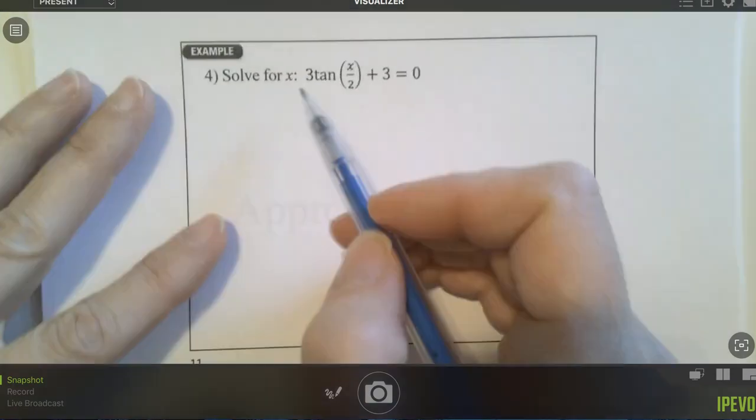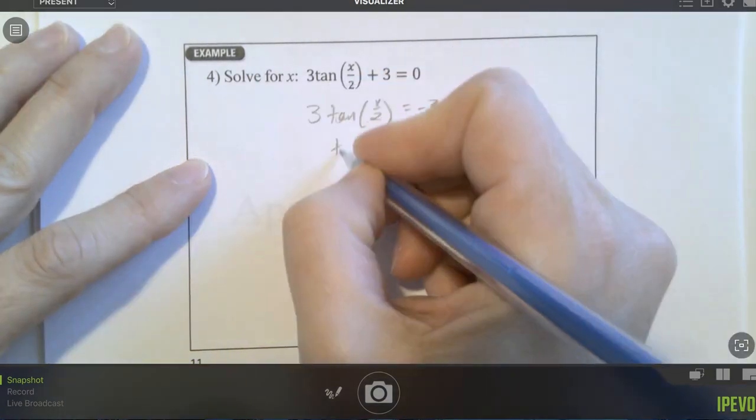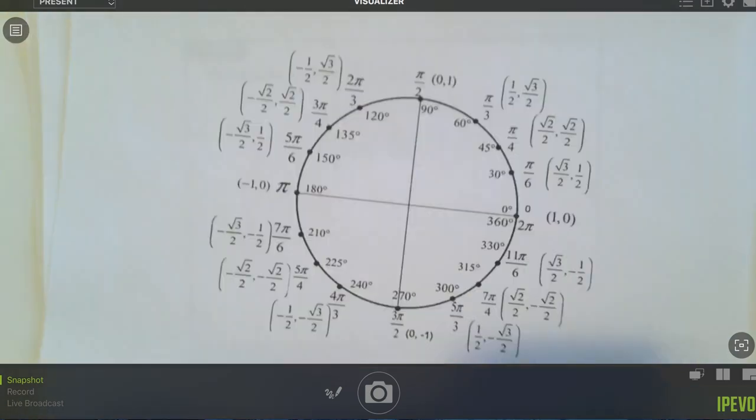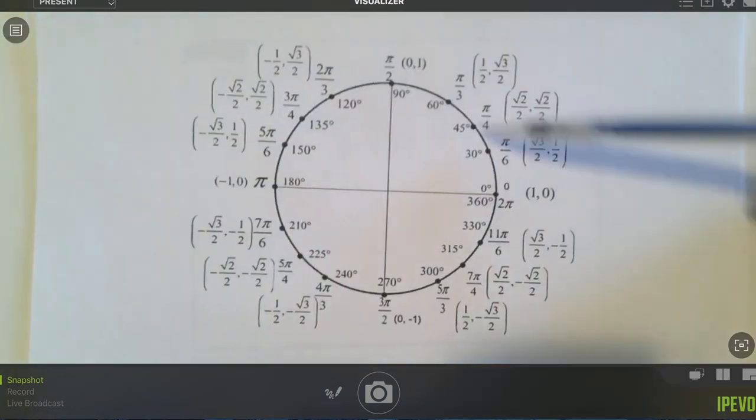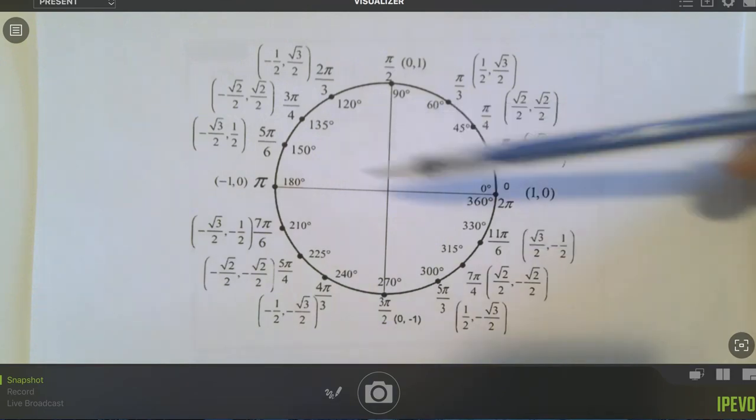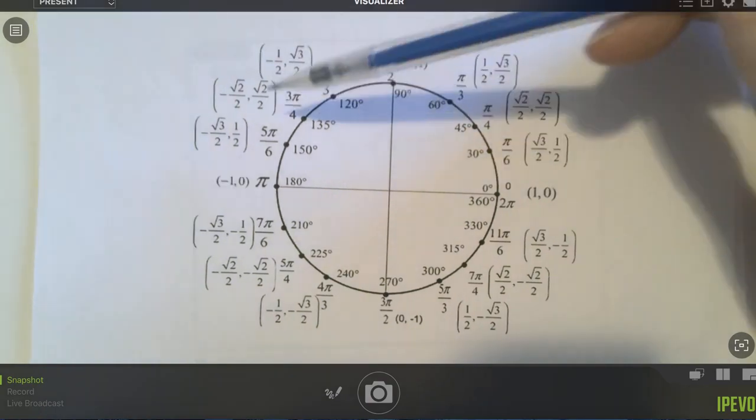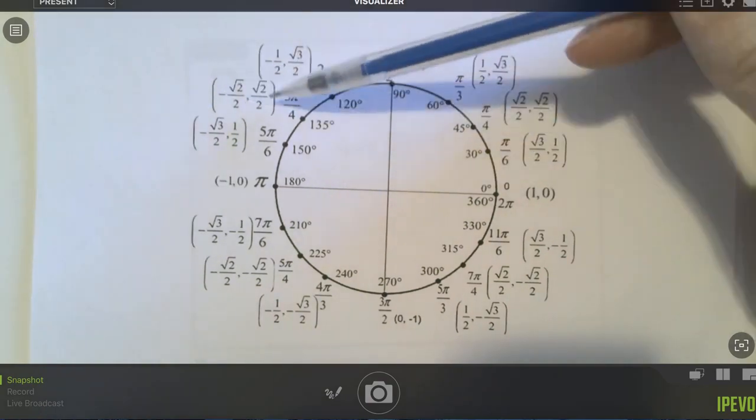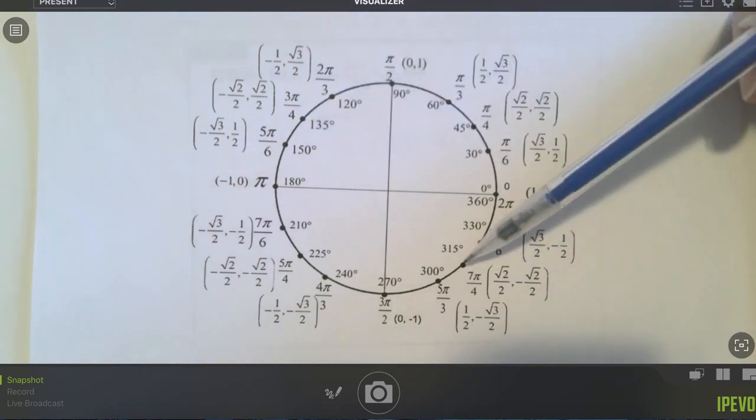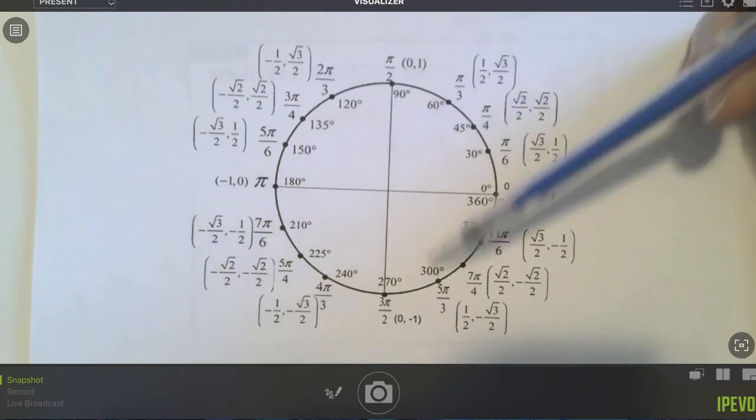I want to isolate the tangent first, so I'm going to subtract the 3 and divide both sides by 3. And now we're going to go to the unit circle to figure out where is the tangent equal to negative 1. So tangent, of course, is not one of the coordinates that are on here, but remember tangent is negative in quadrants 2 and 4, and the tangent would be 1, or negative 1, technically, when the sine and the cosine are the opposite value. So we're looking here at 3 pi over 4 and 7 pi over 4. Now, conveniently, 3 pi over 4 and 7 pi over 4 are pi units away from each other.